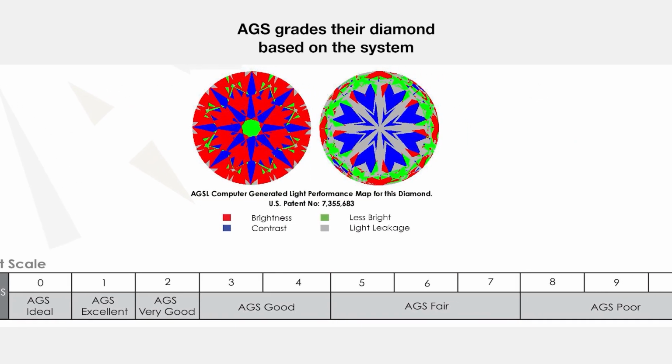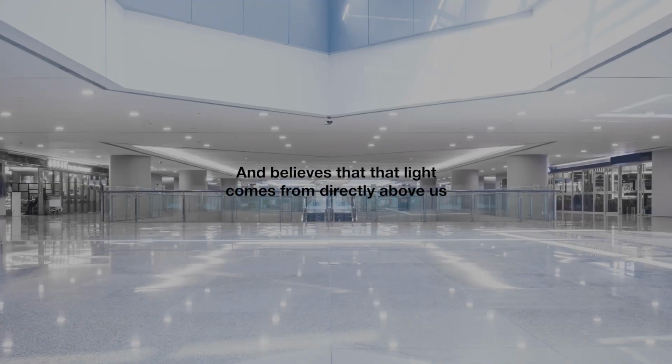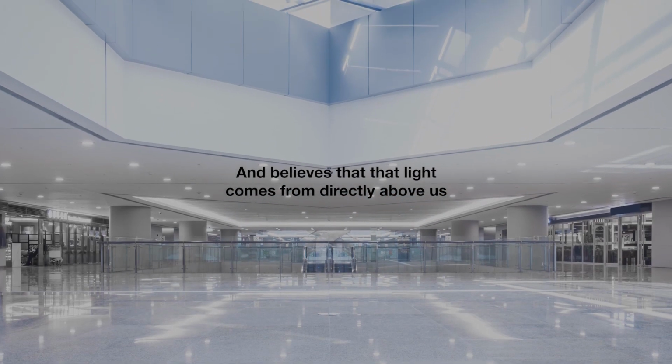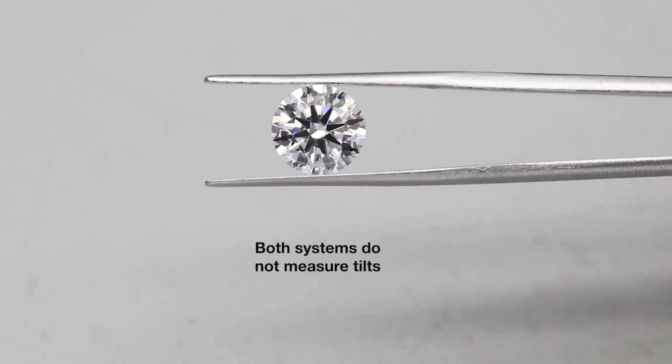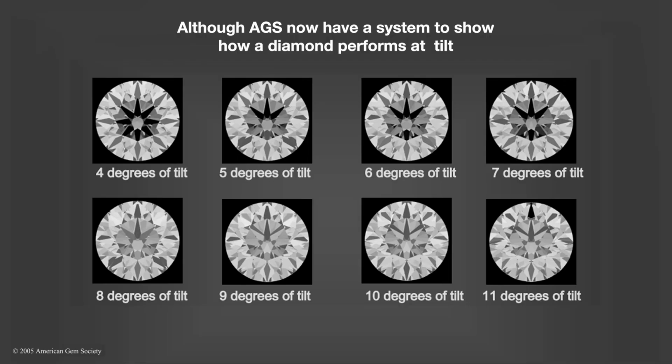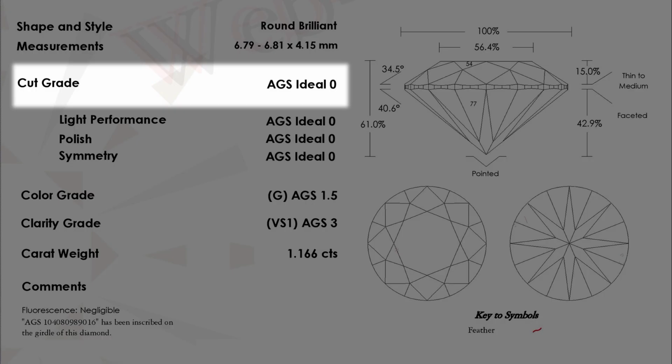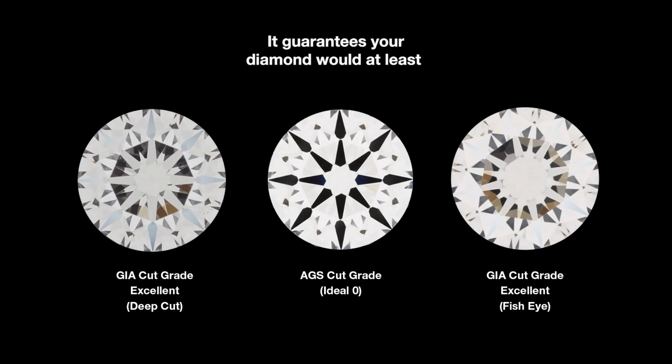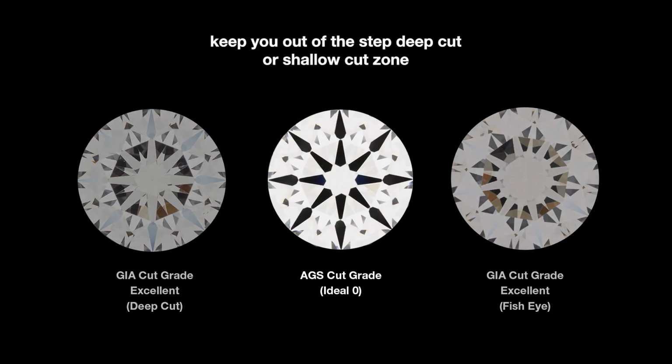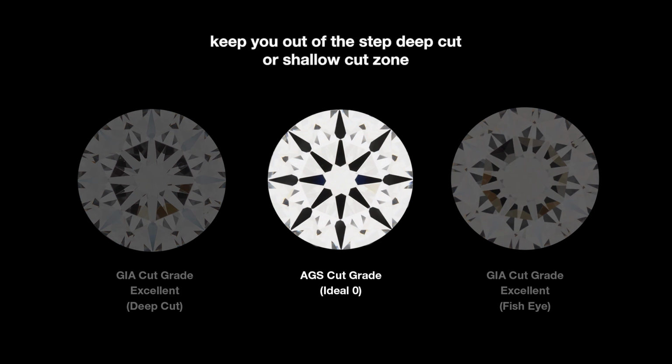AGS grades the diamond based on a system that believes light comes from directly above us, which is very true. Both systems do not measure tilts. Although AGS now has a system to show a diamond's performance at tilt, overall getting an AGS Ideal 0 cut grade is a safer bet. It guarantees your diamond would at least keep you out of the steep-deep cut or shallow cut zone, which the majority of GIA triple excellence are.